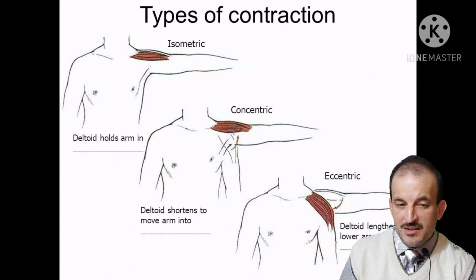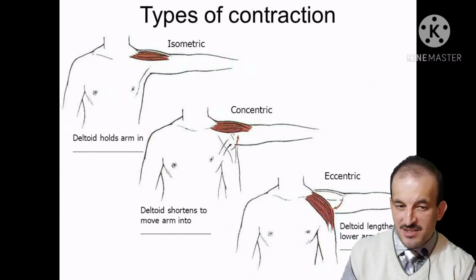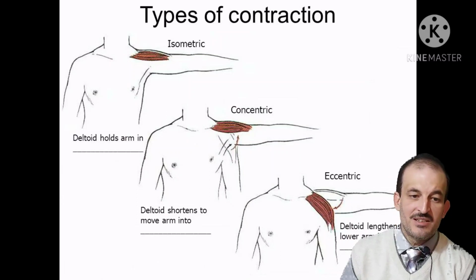for example, the contraction of the deltoid muscle, in which the deltoid holds the arm in its position, so-called isometric. As I mentioned before, there is no change in length and no movement happens, only the tone of the muscle increases above its level. So this is called isometric.